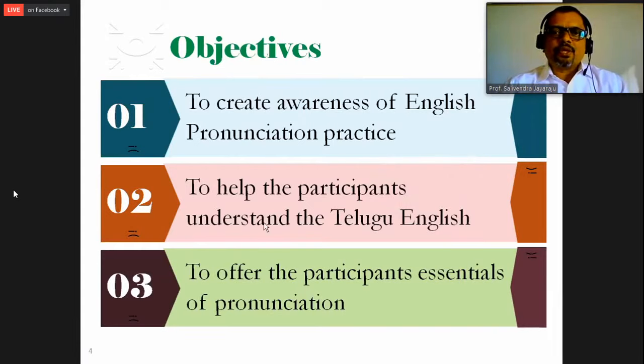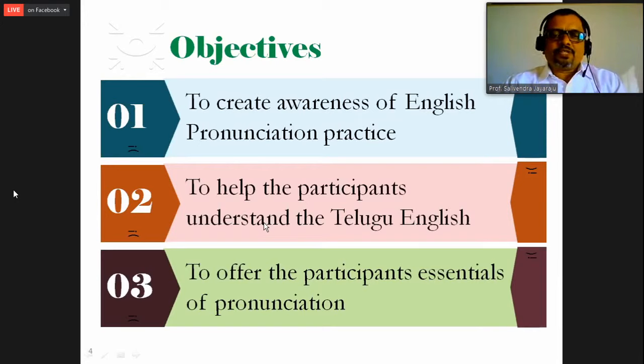The objectives behind today's presentation or webinar are to create awareness of English pronunciation practice, to help the participants understand Telugu English. You go to a linguistic state, you will find a variety of English there. That variety is characterized by the mother tongue of the speakers of English in the state. So when it comes to the Telugu states, the English spoken by Telugu speakers is characterized by certain Telugu linguistic or phonological features. That's why I have termed it Telugu English.